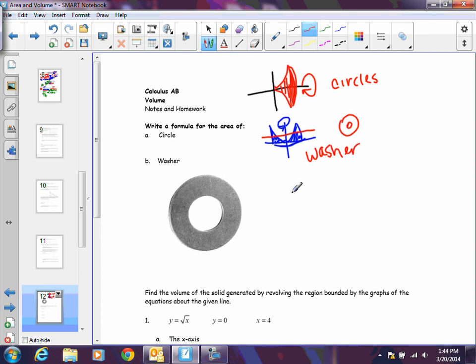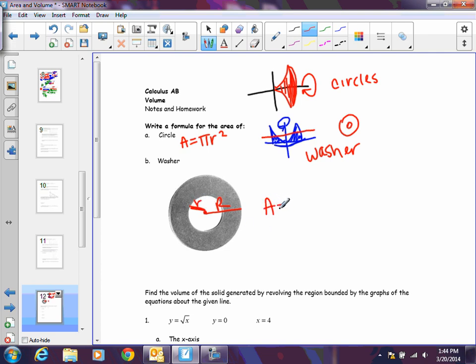Now, you already know how to find the area of a circle. That's easy. That's just pi r squared, where r is the radius. So we're going to talk about how to find the radius. With a washer, though, we've got to think a little more outside the box. We have a big radius, and I'm just going to draw it over here so that's separate, we have a small radius.